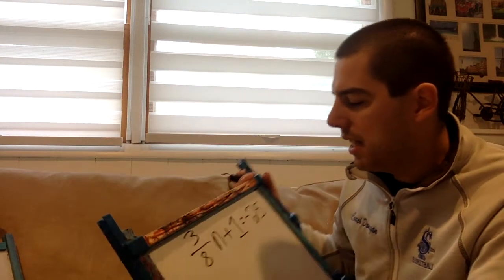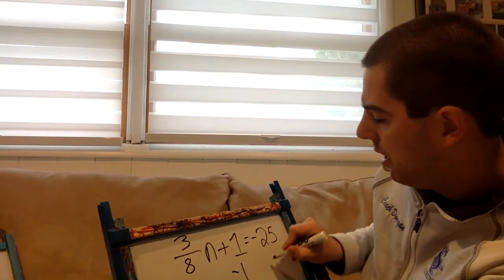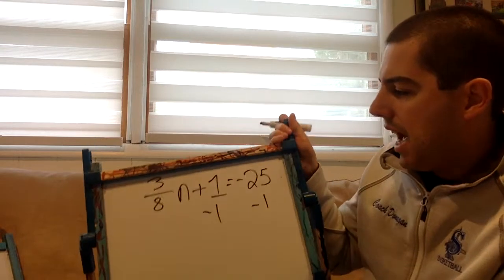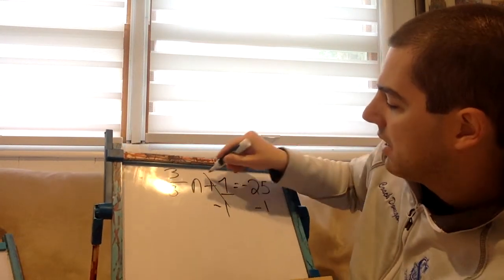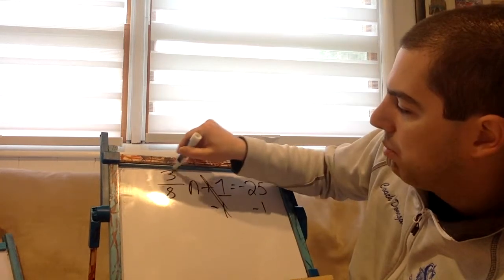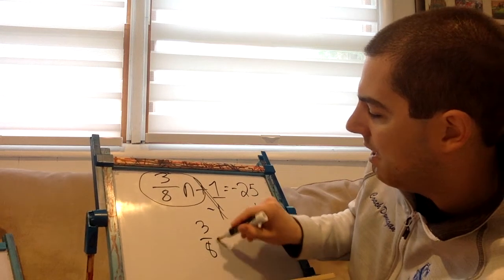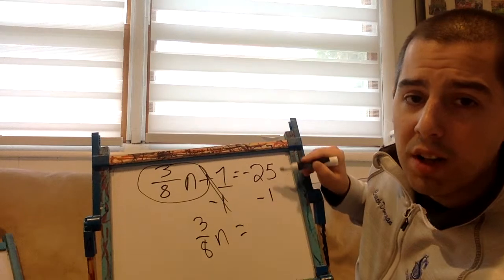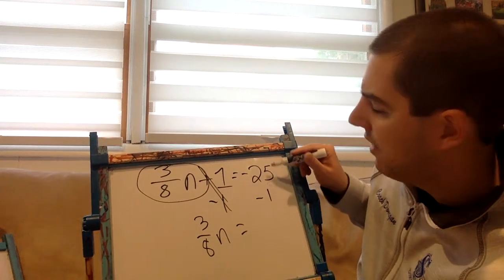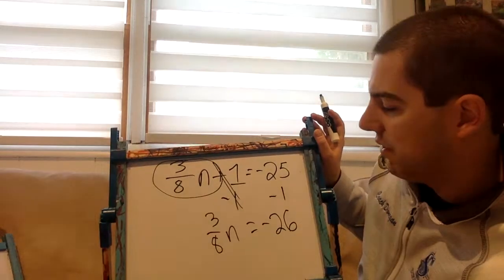So let's focus on the easy part first. I'm going to undo the +1. I'm going to put -1, -1. And now +1 and -1 are opposites. They give me 0. They cancel out. Okay, now I bring down the 3/8 n and a -25 and a -1. They're on the same team. They're both negatives. So I add them up and I have a total of -26.